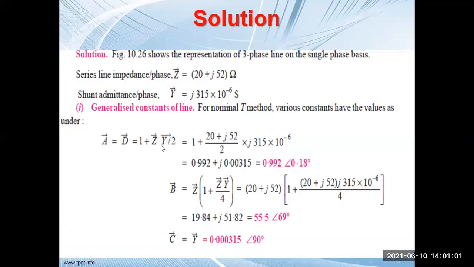So 1 plus YZ by 2. Z and Y are known to us, so we'll substitute and do the calculation. This is the value of A and D. Now B we have calculated, that is Z into 1 plus YZ by 4. We'll substitute the Z value, YZ, all these values, and do the calculation. One thing you have to remember, this calculation part, you should be careful. Otherwise, you may commit some mistake in the calculation. So you have to take precaution while you solve this problem. Then C equal to Y, which is known to us. So this is basically your ABCD values. So ABCD values are known to us.